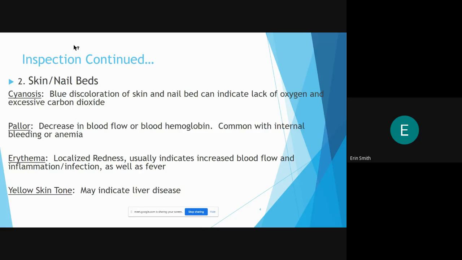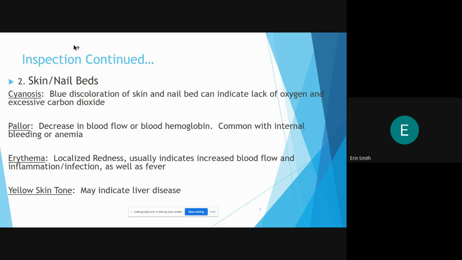Another area where you will typically see this for patients who are struggling with oxygenation is around their lips or their mouth, which will start turning a bluer color. Pallor is more of a whitish or pale color. If you've ever seen somebody who's about ready to pass out, you know how some people are fine one minute and then all of a sudden they go completely white. The word for that is pallor. That usually means there's a decrease in blood flow or decreased hemoglobin, and a common reason for this can be internal bleeding or anemia.